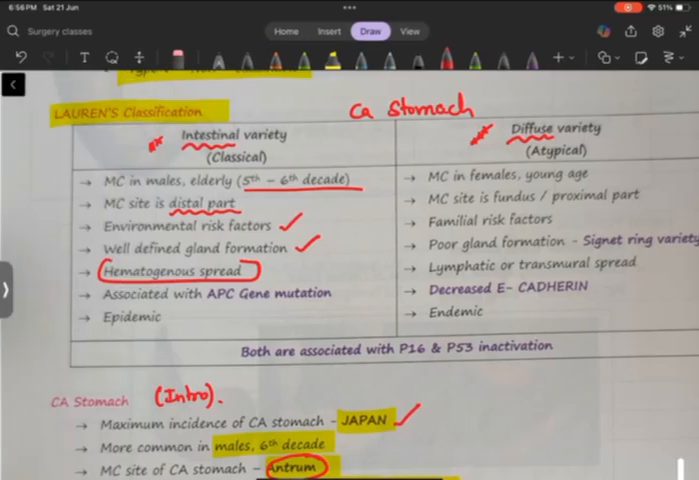ಡೌಟ್ಸ್ ಇದ್ದರೆ ಕೇಳಿ. ಹಾಂ, ಯಾರೋ ಹ್ಯಾಂಡ್ ರೈಸ್ ಮಾಡಿದ್ರು, ಹಂಗೆ ಕೇಳಿದೆ.